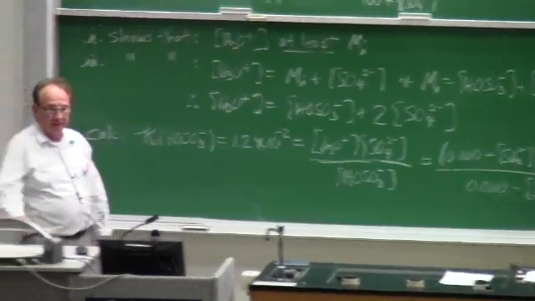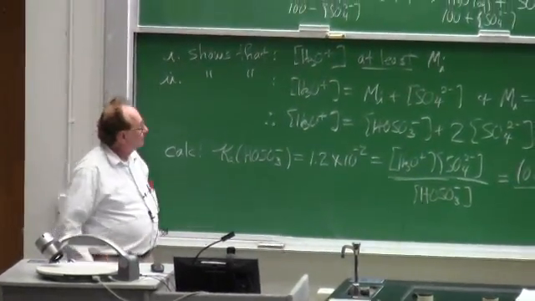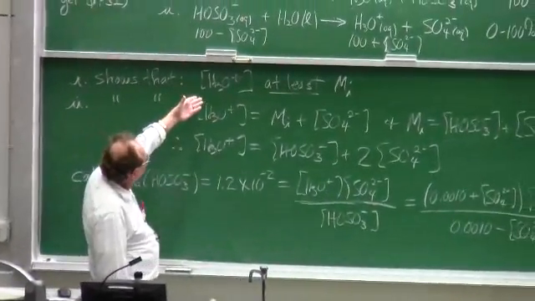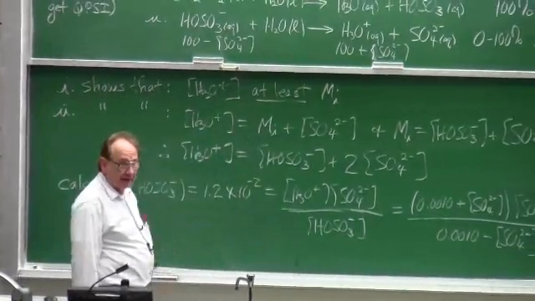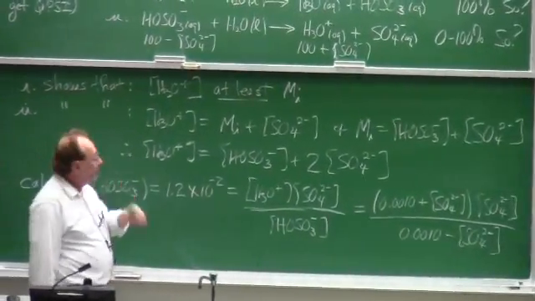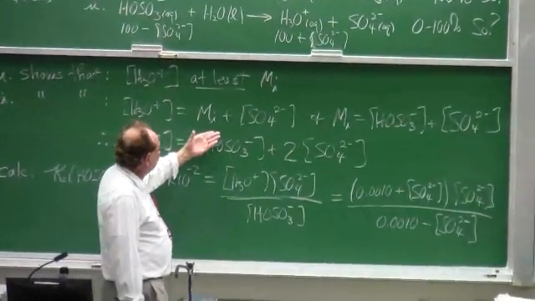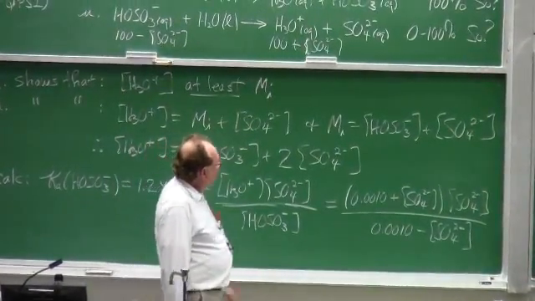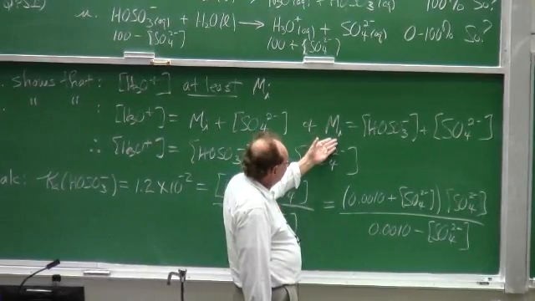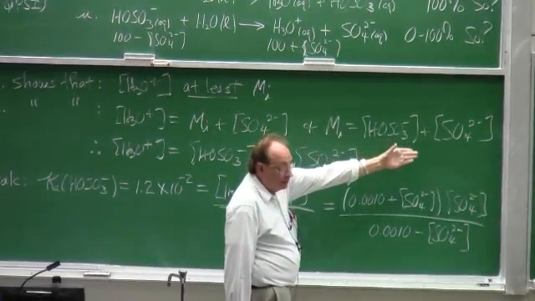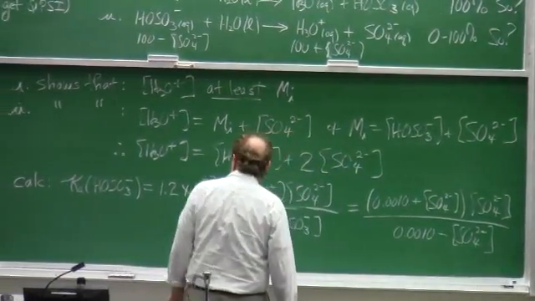So that's what I've written here, which we have just discussed. We've recognized that hydronium ion molarity must be at least m sub I, but it's a good bet it's bigger than m sub I. And the hydronium ion molarity is, for the solution, m sub I plus the sulfate ion molarity, while the m sub I value is the sum of these two concentrations, which we just discussed.